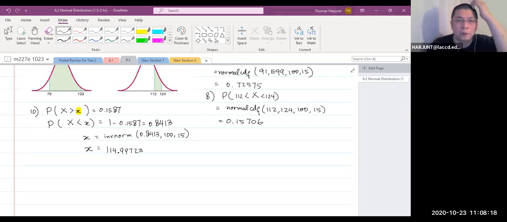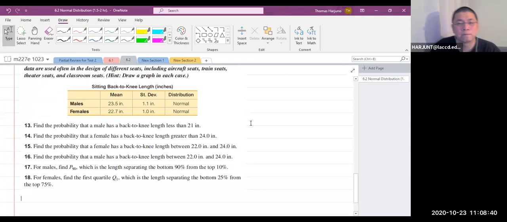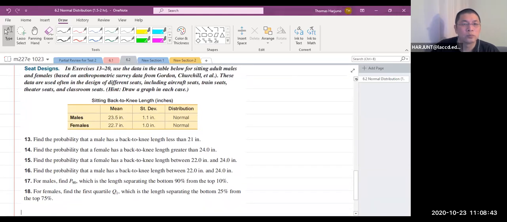Suppose, for example, this one here. Number 13 to number 18 in our textbook. Number 13 to number 20, they say, but I will do number 14, number 15, and number 18. The female ones. I will focus on the female questions.